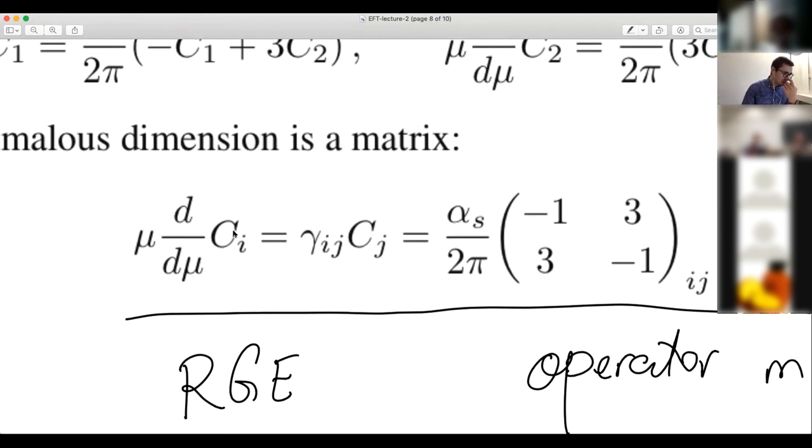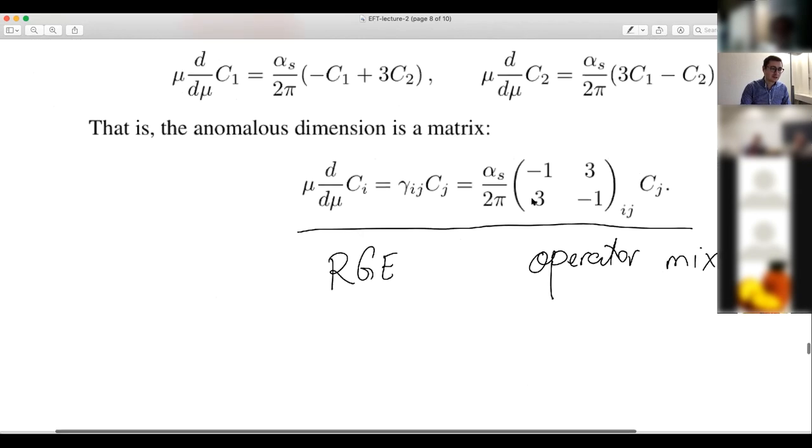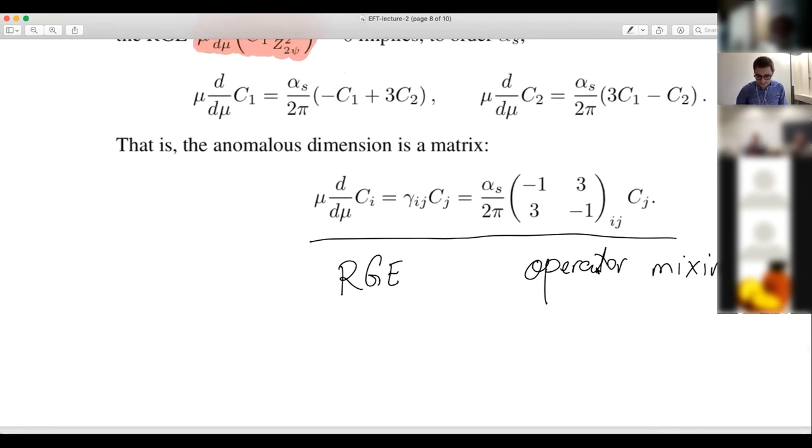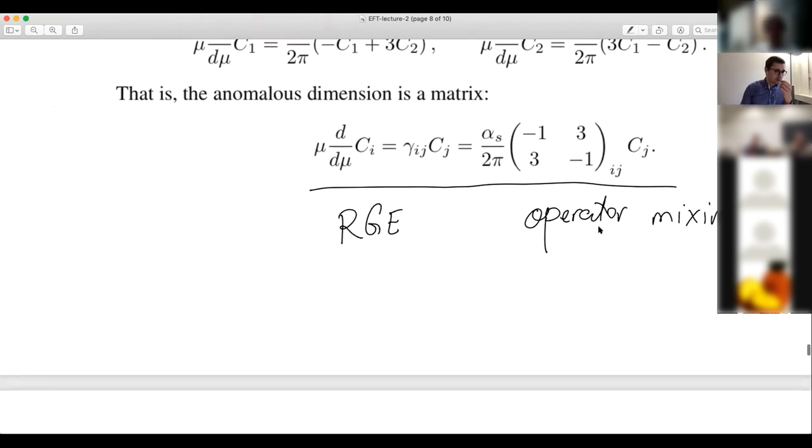So d over d mu of Ci, the Wilson coefficients, which depend on the scale mu. Notice this is a homogeneous equation, and the thing which multiplies on the right-hand side is called the anomalous dimension, gamma ij. You see that it has off-diagonal terms, which is very interesting. These off-diagonal terms mean that there is so-called operator mixing, meaning that even if you set one operator to zero at some scale, quantum corrections will generate it. So you have to include all the relevant operators.